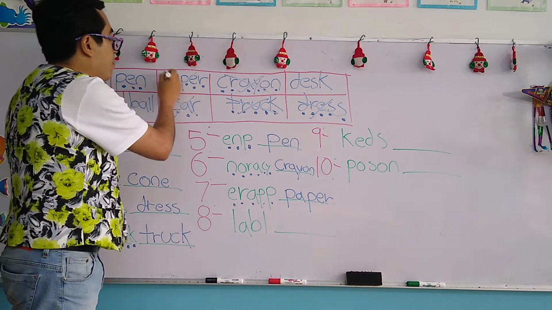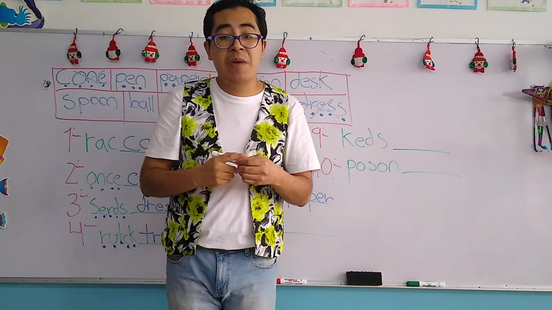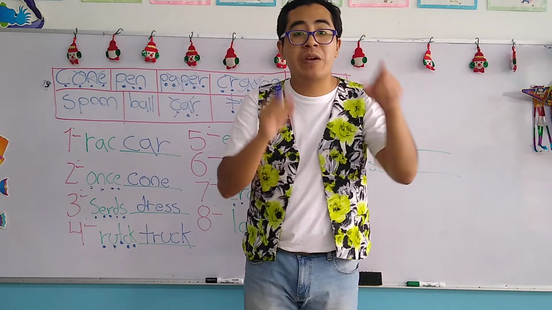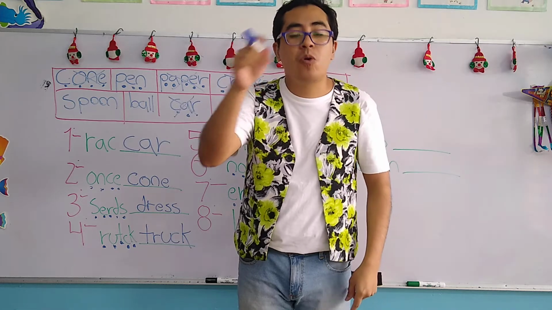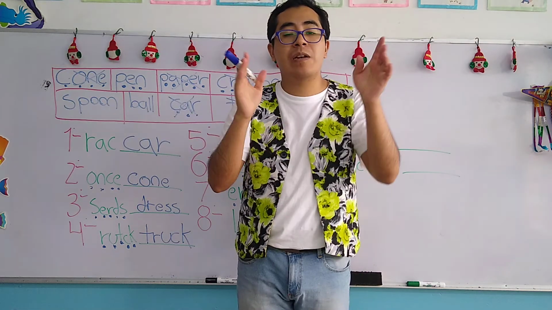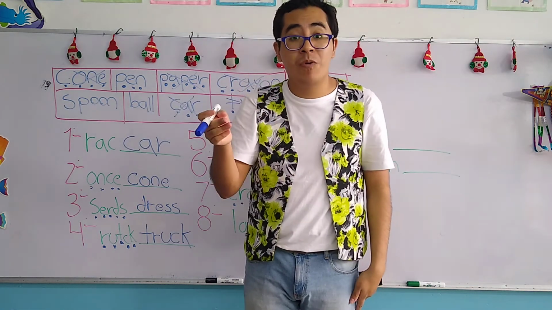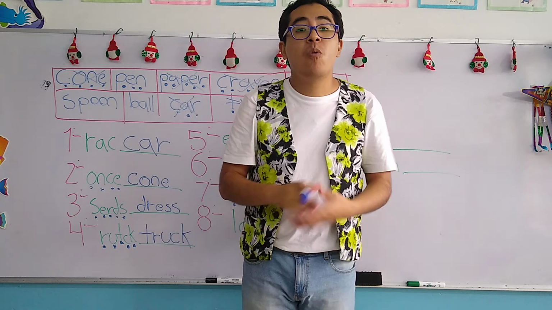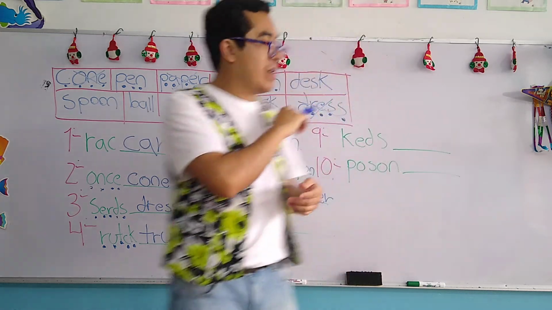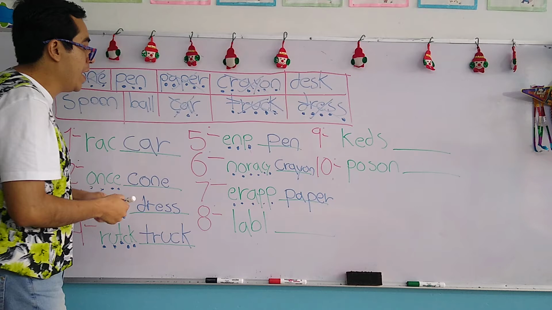The word is paper. Now paper, it's the object in which you write or you draw. El objeto que ustedes utilizan para escribir o dibujar. A sheet of paper, una hoja de papel. Very good. Let's continue with the number 8.